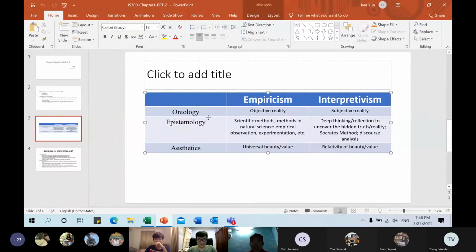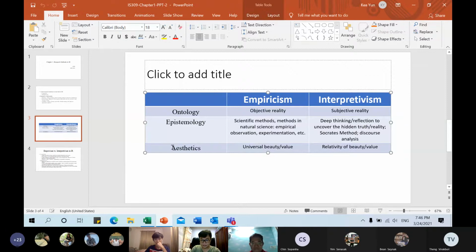Again, ontology for interpretivism is that the reality is subjective, and reality can be perceived through deep thinking or reflection, right? You can use the Socratic method, you can use discourse analysis.